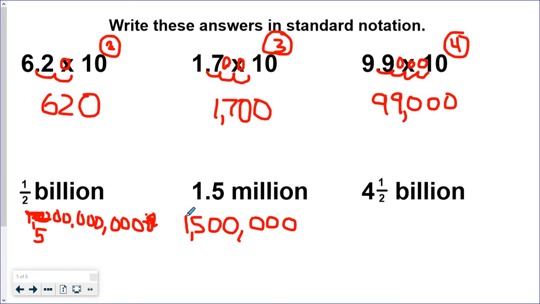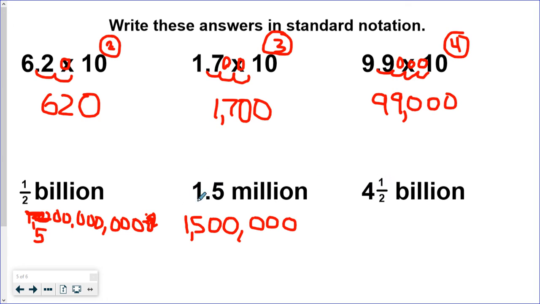Notice the 1 and the 5 are right next to each other. I didn't put any zeros in between there. Those numbers are still right next to each other, kind of like up here. The 9 and 9 were right next to each other. The 1 and the 7, the 6 and the 2 here, the 1 and the 5 are next to each other. Same for over here.